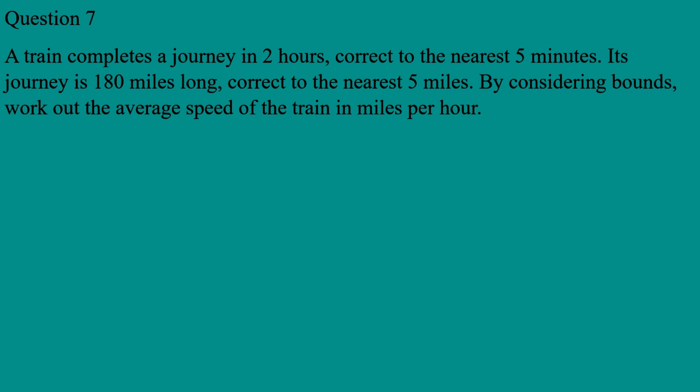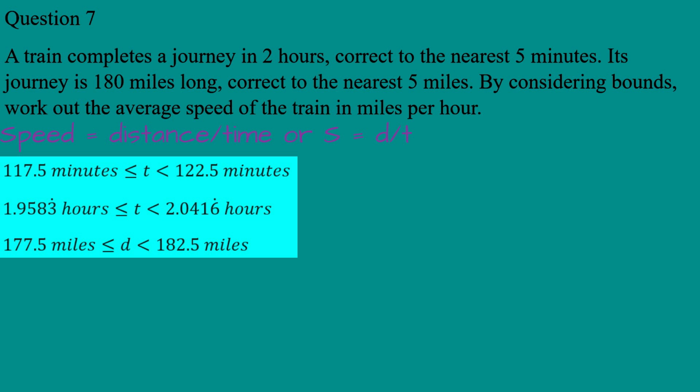You need to calculate the upper and lower bound for the speed, then see if they agree to a particular number of decimal places or significant figures. If they do, then this is the average speed of the train. Remember that speed is given by distance divided by time. Let's call the length of the train's journey, or the distance, d here, and the time taken to complete the journey, t. The length of the train's journey and the time taken have each been rounded. To find the upper and lower bound of the speed, we first need to write down the error intervals for the distance and the time taken.